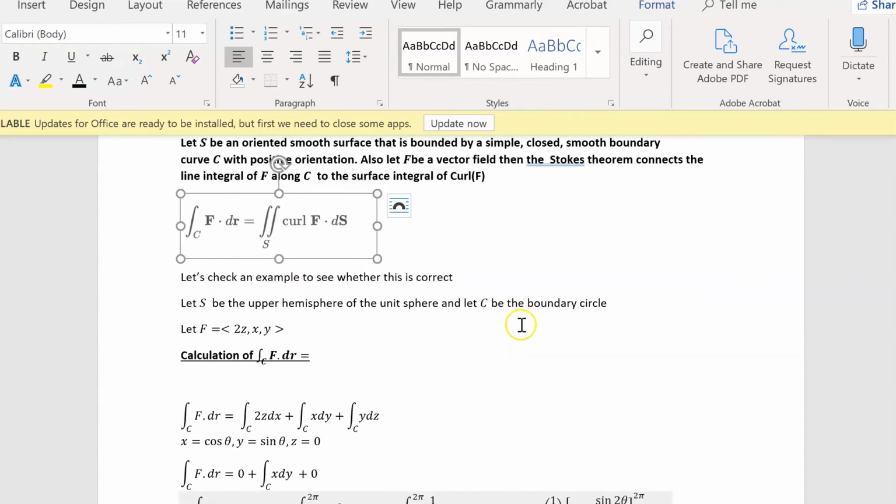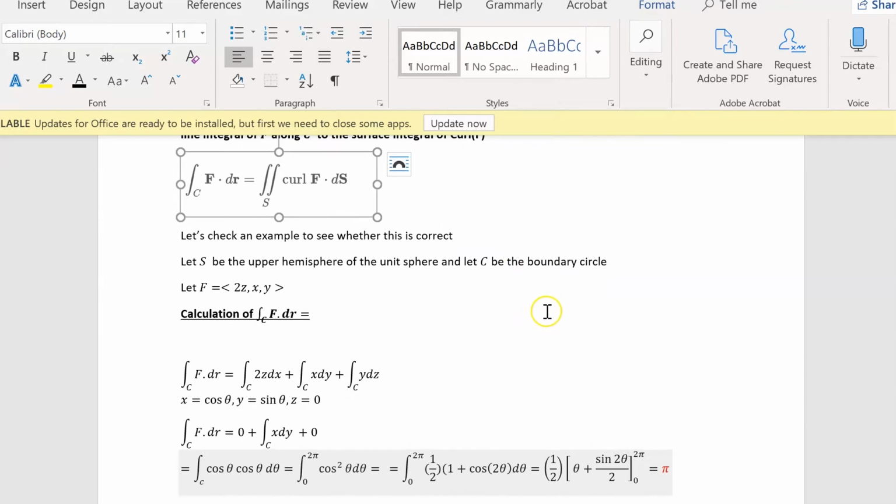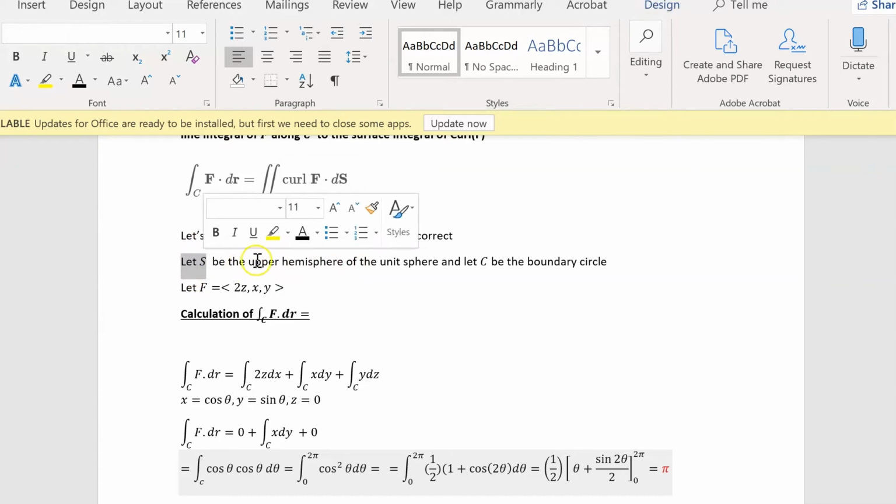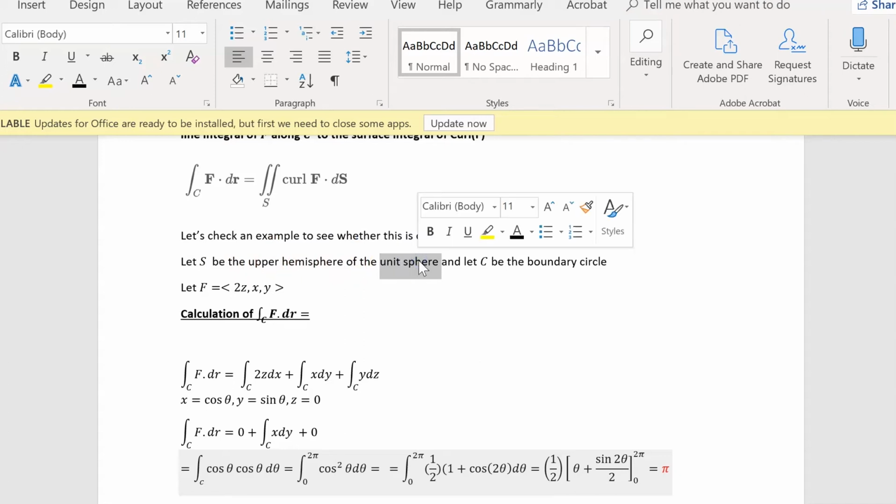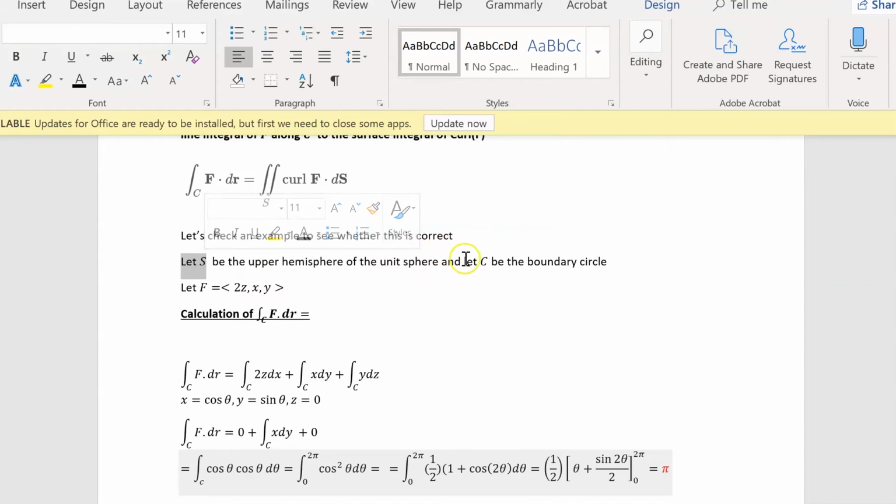Now to see whether this is correct, let me try a simple illustration. Let S, our surface, be the upper hemisphere, the upper top part of a unit sphere. So we have a unit sphere, meaning a sphere with radius 1, and we look at the upper part of that. Let's call that surface S. And let C be the boundary circle. So basically, C will be the circle that this unit sphere's upper hemisphere traces on the xy plane.